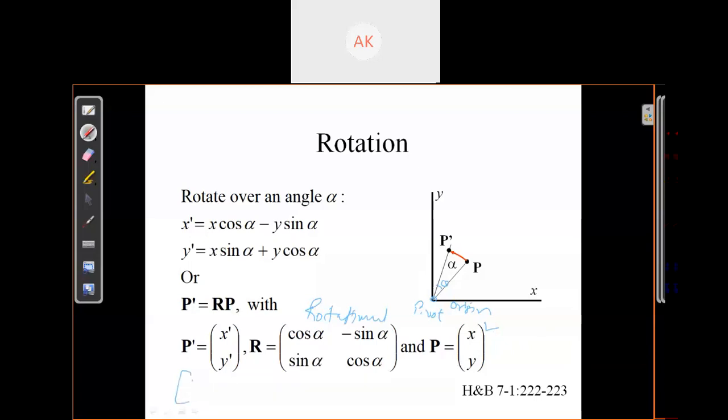So in matrix form you will write x dash, y dash equals the rotational matrix, cos theta, minus sin theta, sin theta, cos theta, times your original object x, y. You can write this matrix form in this way: R is the rotational matrix, P is the original coordinates, and P dash is the coordinates after rotation.